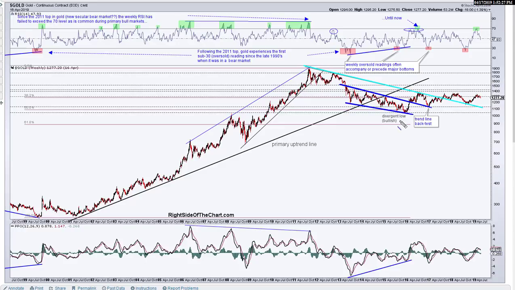Gold futures continuous contract. If you're not familiar, futures have expiration dates. They expire every so often, and what they do is they'll just loop the futures together to give you what they call the continuous contract. So these are gold futures, and you can see it trading in this wedge, a big, nice, strong divergence, everything pointed out back at the time, and boom, that was the bottom in gold so far.